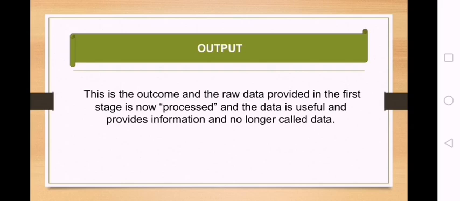Output. This is the outcome, and the raw data provided in the first stage is now processed and the data is useful and provides information and no longer called data. Output is presented through several output devices like printers, monitors, and speakers. After users have viewed output, they can understand what the data means and make decisions on the basis of their understanding.